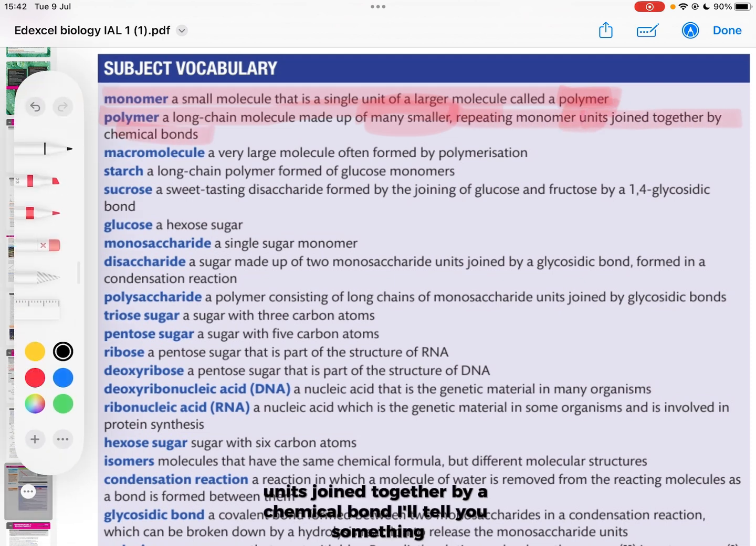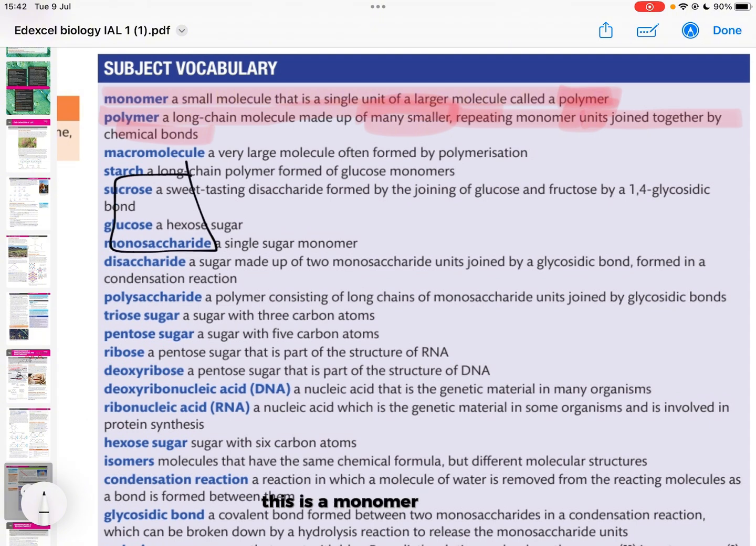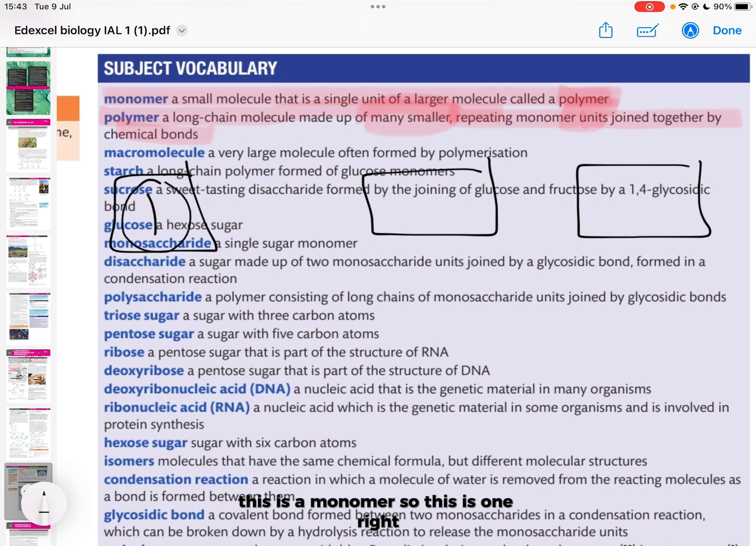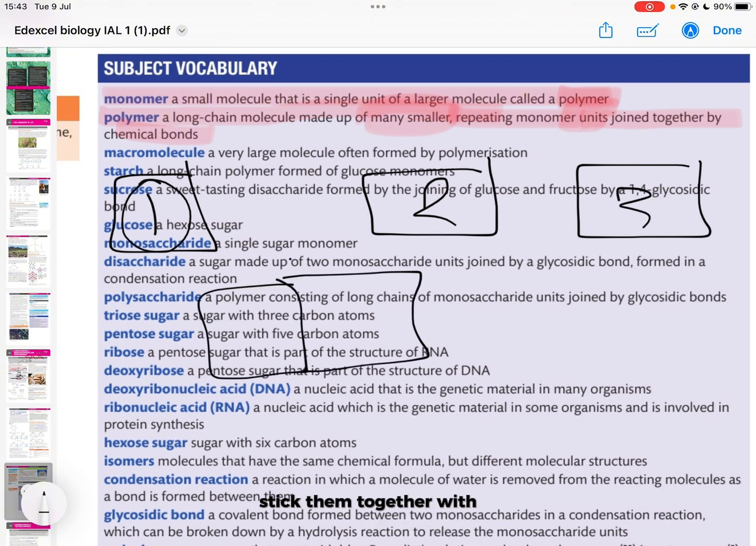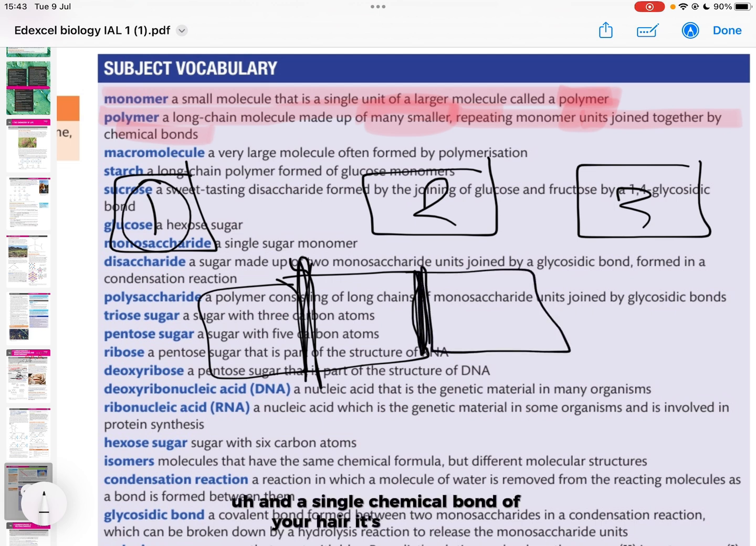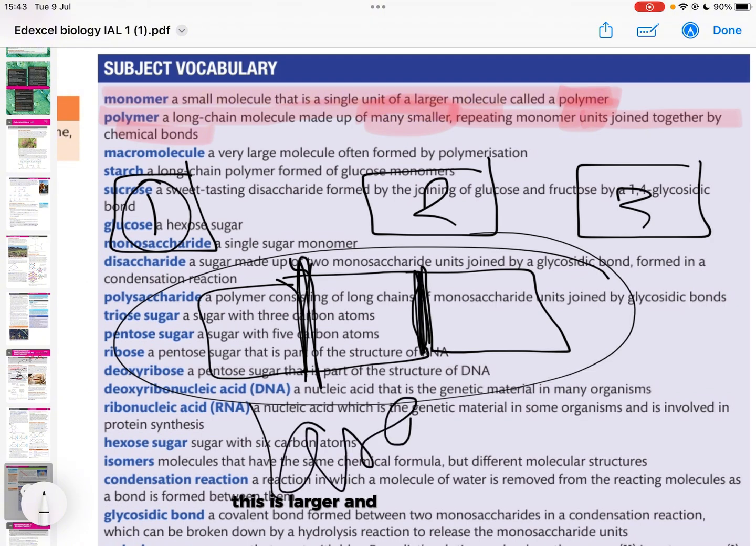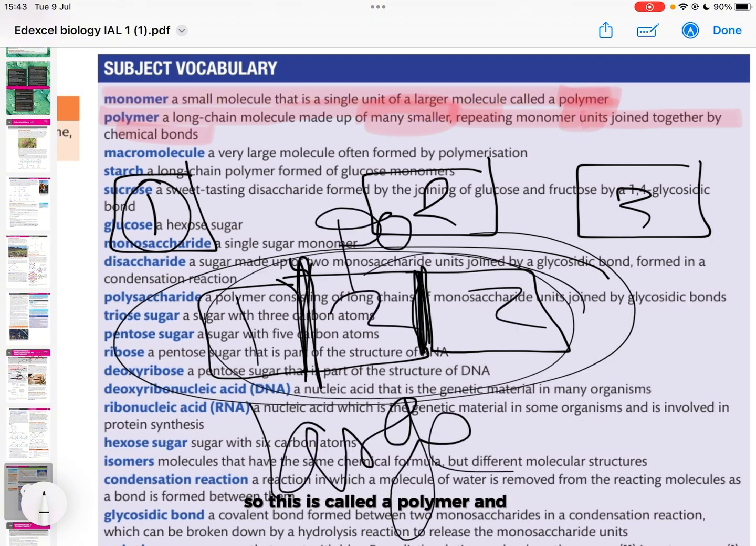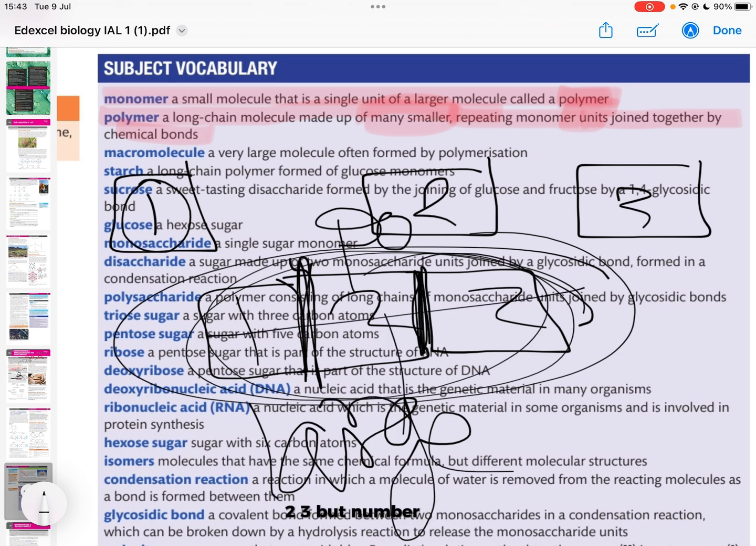I'll tell you something. This is a monomer. This is a monomer. So this is a small, single unit, which is a monomer. Another monomer. When you stick the monomers together with a chemical bond, and another chemical bond over here, it's now bigger, larger. This is called a polymer. Got it?